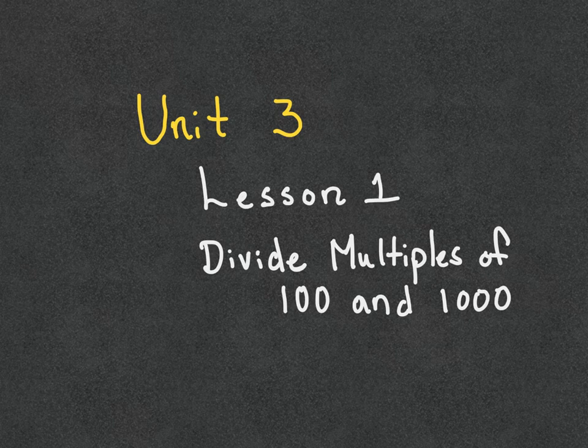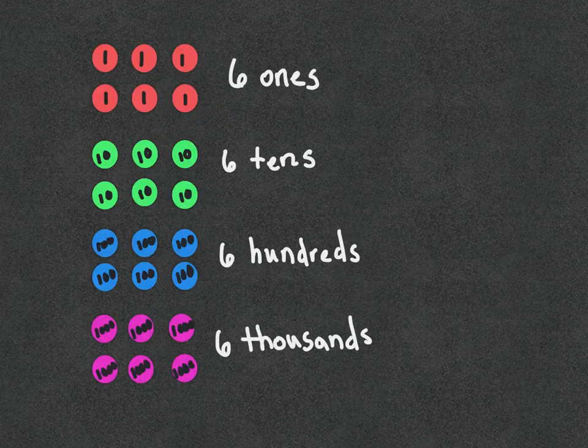Good evening. Tonight we're going to start a new unit, Unit 3, Lesson 1, Divide Multiples of 100 and 1,000. So here we have some place value discs. We have 6 ones, 6 tens, 6 hundreds, and 6 thousands. We have our place value discs with the values in each one of the circles or the discs, and then what we have written out is in unit form.